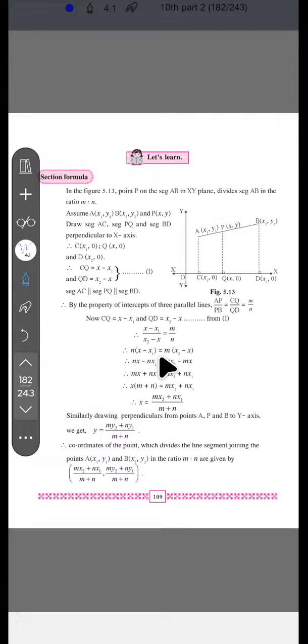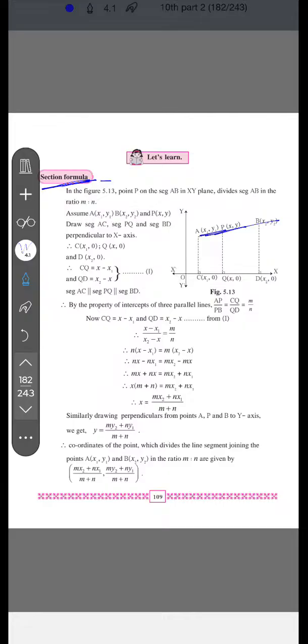Let's talk about the next topic, which is the section formula. Here you can see the section formula. Now what is the section formula? It says here you can see one line which is not parallel to the x-axis, and what does section mean? Here we will discuss.